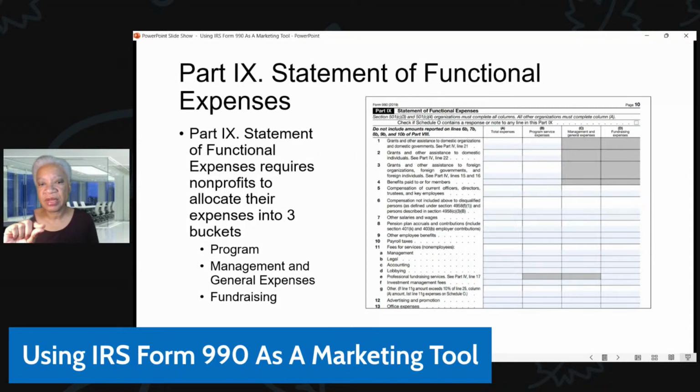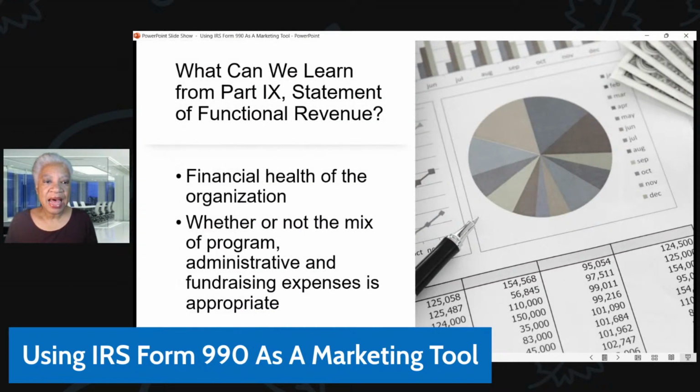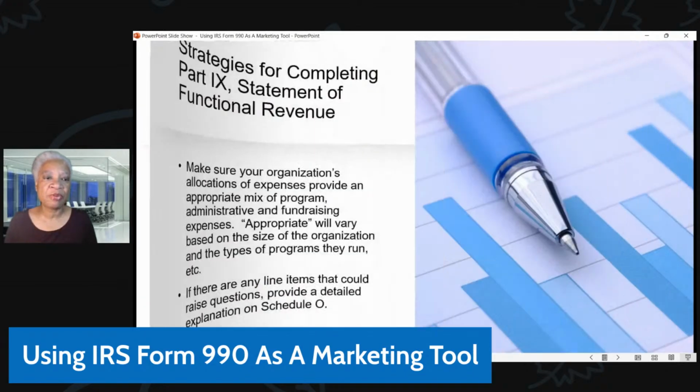Even the IRS, even though they have benchmarks, they realize that no two organizations are the same, and no two industries within the nonprofit sector or subsectors are the same. So depending on what you do and what your funding source is, you're going to have varying cost structures, right? And in the event that something might look out of whack, you might use your Schedule O to explain things that might look a little odd to people. But bottom line, when we look at Part 9, what can we find out? We can find out how healthy the organization is financially, whether or not you're spending what would be considered too much on general administrative costs and fundraising costs, and how much money is actually going to fund your nonprofit purpose.